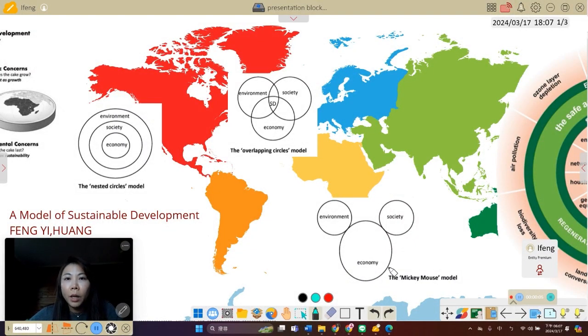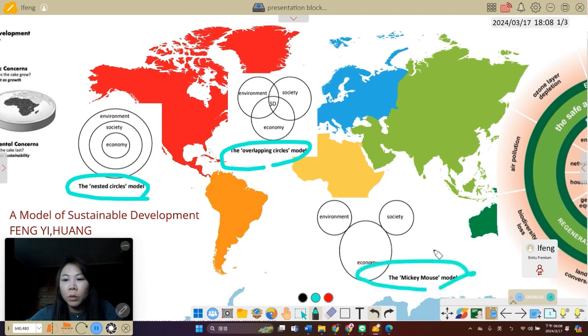I'm from Taiwan, and I'm going to present a model of sustainable development. From the readings, we have known about three models: a nested circles model, an overlapping circles model, and a Mickey Mouse one. I'm not going to talk about Mickey Mouse because for me, the three parts are far apart, so I'll just talk about the first two.